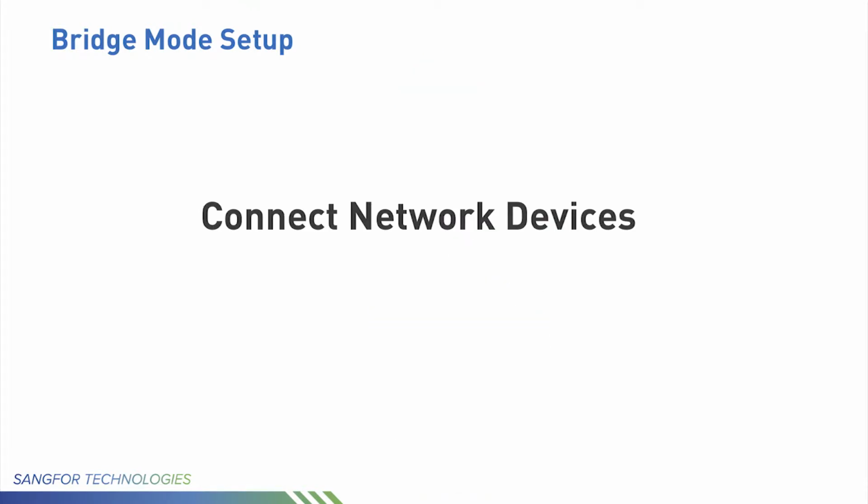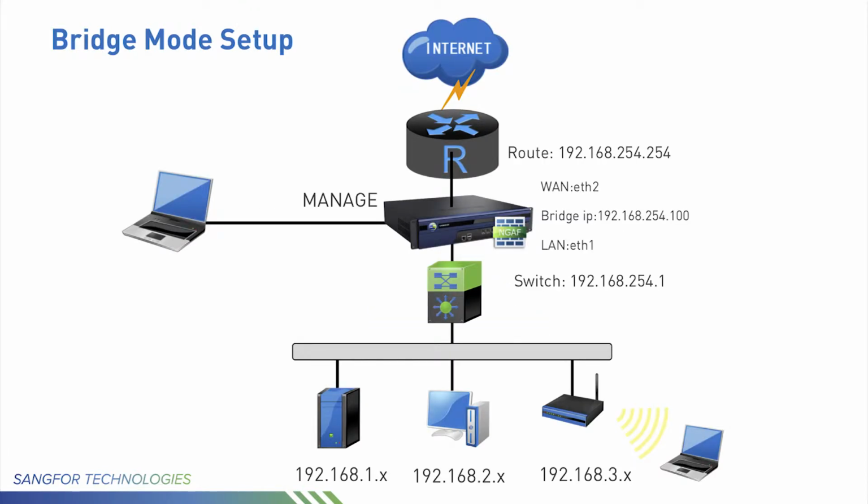Connect the network devices. First, we need to put the device in the internal network. Connect the ETH2 port of the device to the router. Connect the ETH1 port of the device to the core switch. Then you need to connect the PC to the NGAF using the manage port.